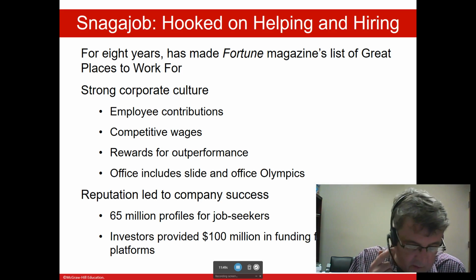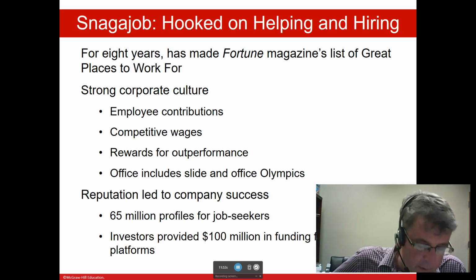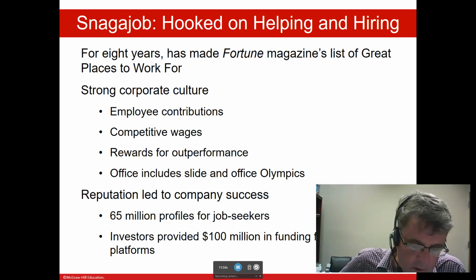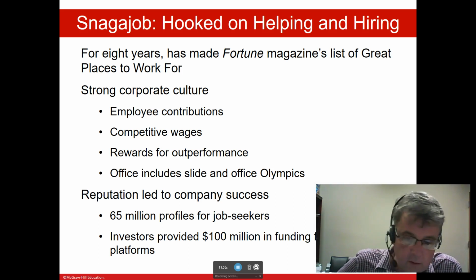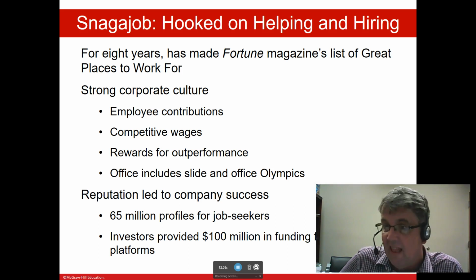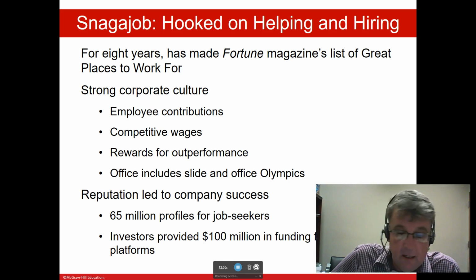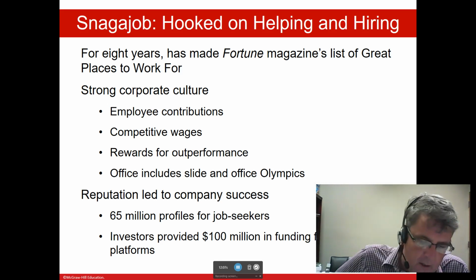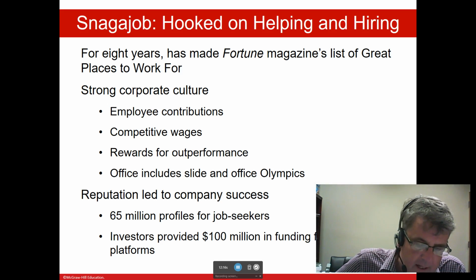Instead of one-time incentives, Boyer incorporated values that encouraged employee contributions. People want to feel that their experience and knowledge and what they think is the best way to get a job done is appreciated. He provided competitive wages and gave rewards for outperformance. The offices were designed to promote collaboration and incorporate fun elements like a 2-story slide and office Olympics.